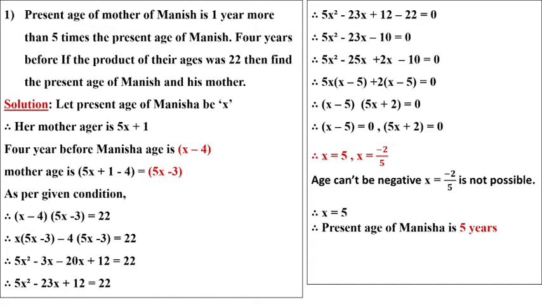And his mother is how much? 5x plus 1. So 5x plus 1 means 5 multiplied by 5 plus 1, we get 5 fives are 25, plus 1, 26. Then here Manish's mother's age is 26 years. Somewhere I wrote Manisha, but here the name is Manish.